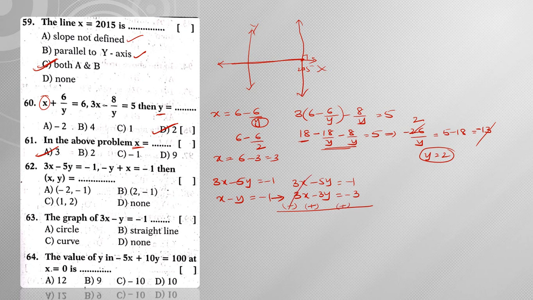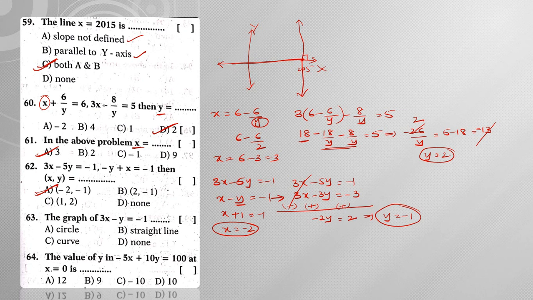So 3x minus 3x gets cancelled. So minus 5y plus 3y is minus 2y is equal to minus 1 plus 3, which is 2. That is 3 minus 1. So from this, y is equal to minus 1 will be my value. When I substitute y is equal to minus 1, this becomes x plus 1 is equal to minus 1. That means x is equal to minus 2. So minus 2 comma minus 1 is my answer.